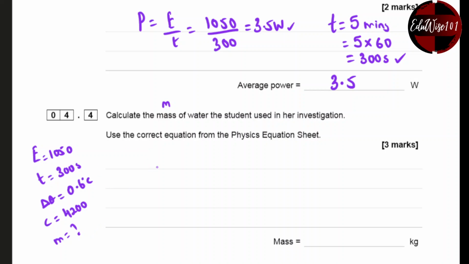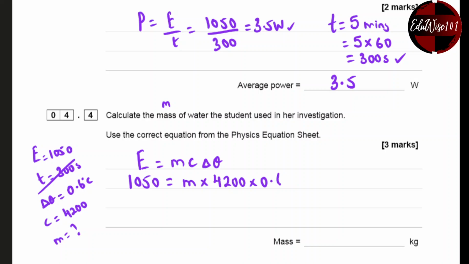So the equation that links all of these values except for the time, which you don't really need, let's cross it out. E for energy transferred is equal to the mass multiplied by the specific heat capacity multiplied by the temperature change. So let me substitute the values. 1050 equals the mass multiplied by 4200 times 0.6.